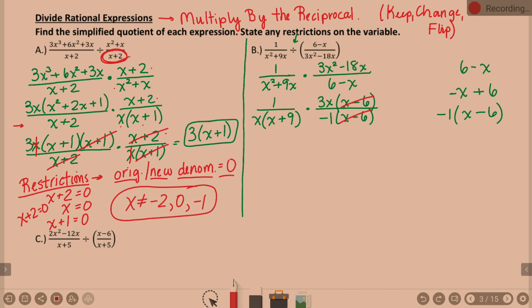Remember, if this is 3x, this is 3 times x, and an x on top can cancel with an x on bottom. Okay. So, let's put this together for our final answer.